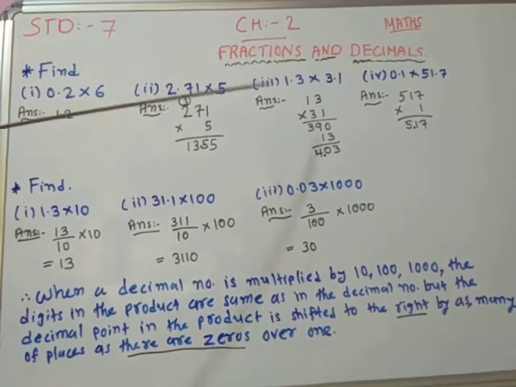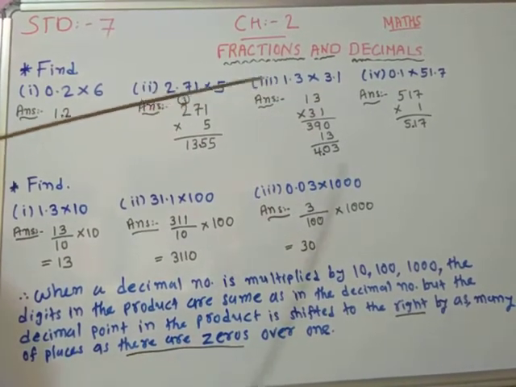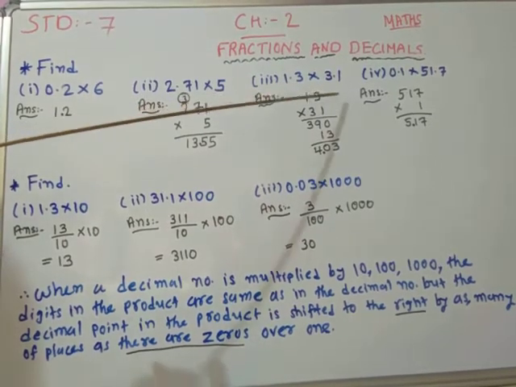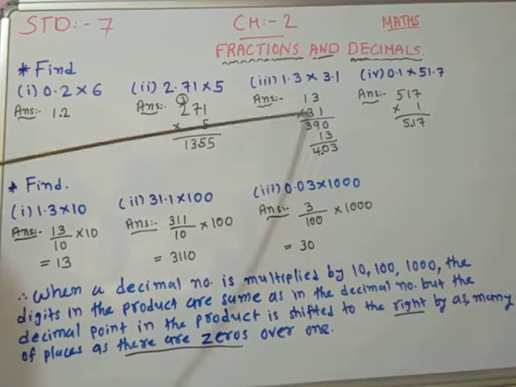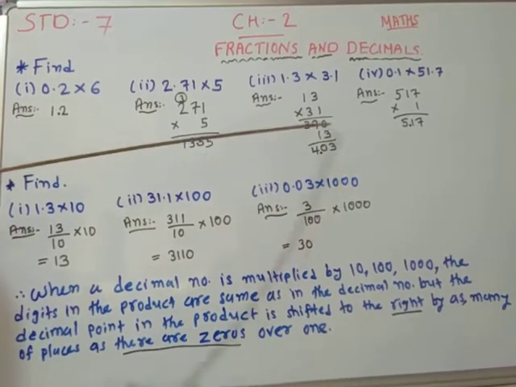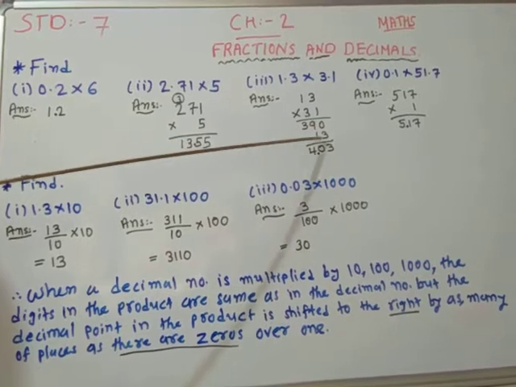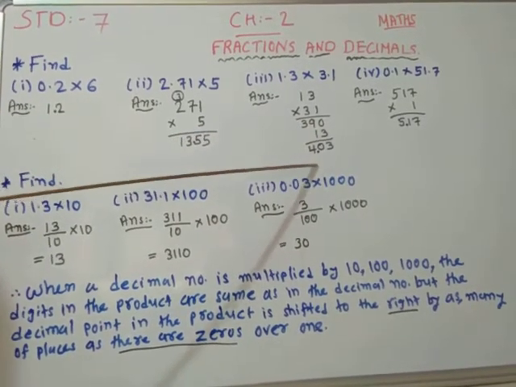Let's take another example. 1.3 multiply 3.1. First do the simple multiplication. 13 multiply 31. So put the 0 here. 3 3s are 9. 3 1s are 3. 1 3s are 3. 1 1s are 1. 0 plus 3, it's 3. 9 plus 1, it's 10. 0 here, 1 carry. 3 plus 1, it's 4.